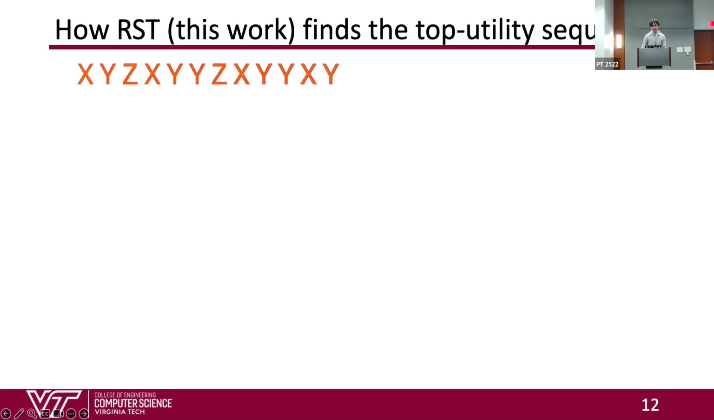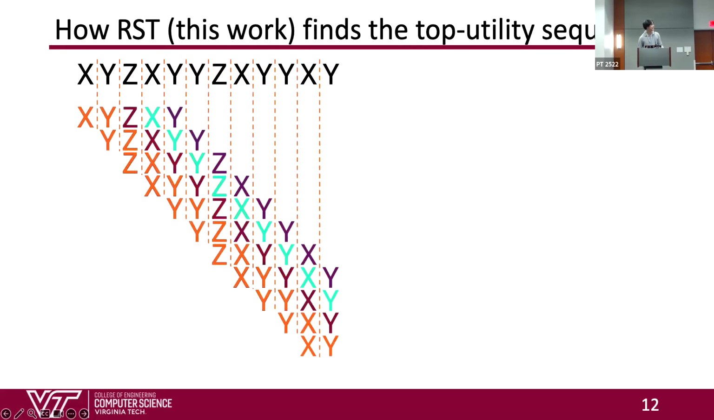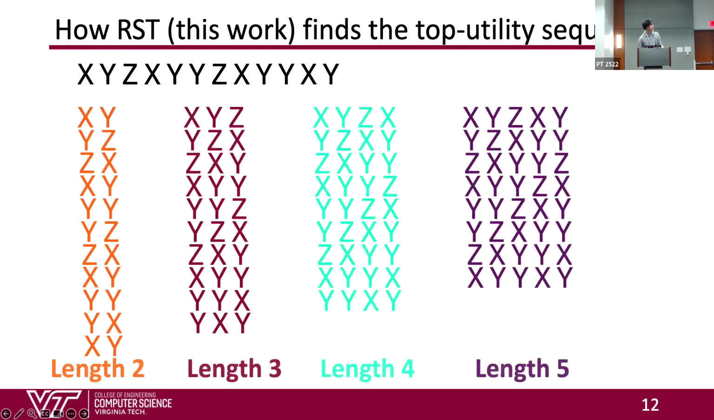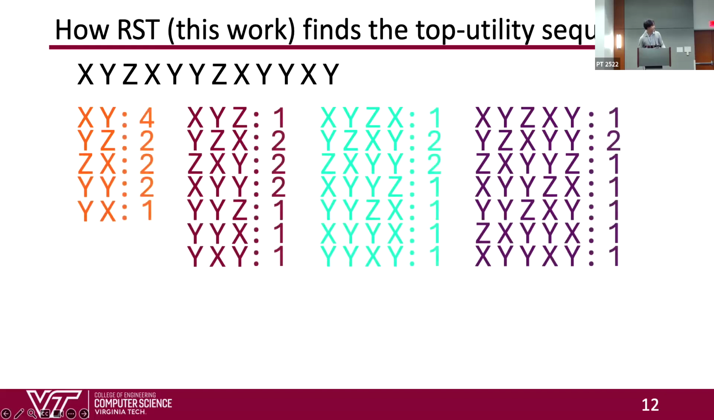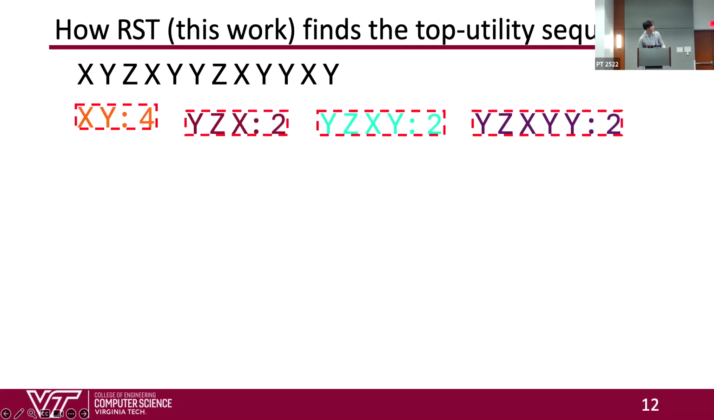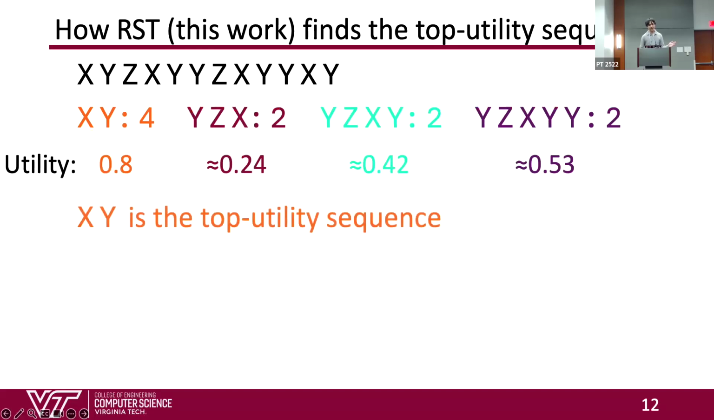First, RST takes this example page and finds all of the sequences up to length 5. There's a trade-off between the max sequence length, the compression ratio, and the computational complexity. The details are in the paper. Then you can count up how many of each of these sequences occurred in the page, and calculate their utility values. In this case, XY is the top utility sequence, so it's added to the dictionary.